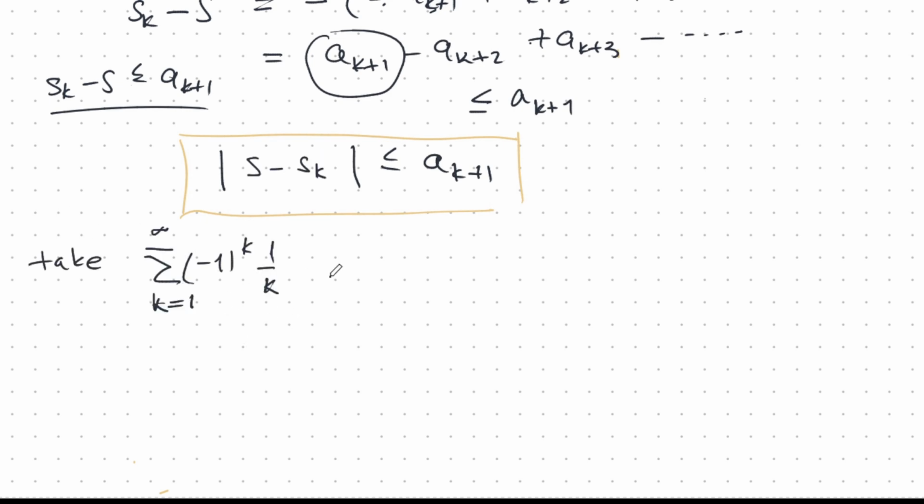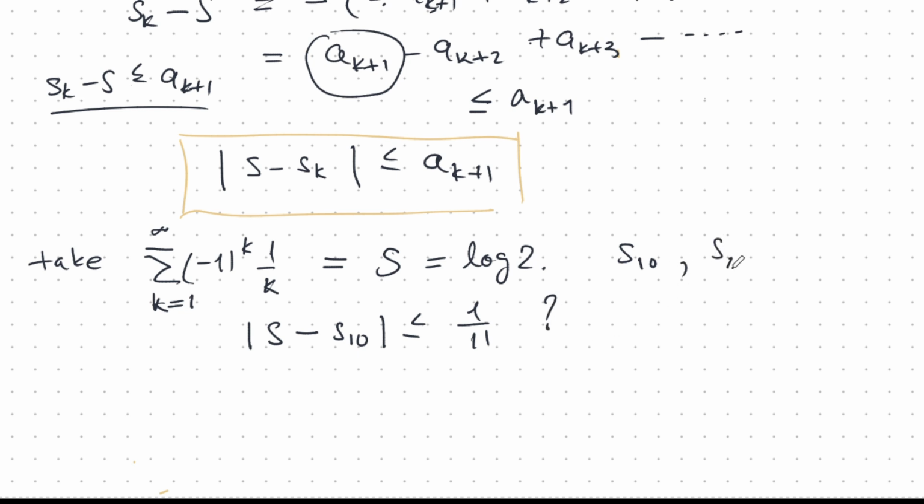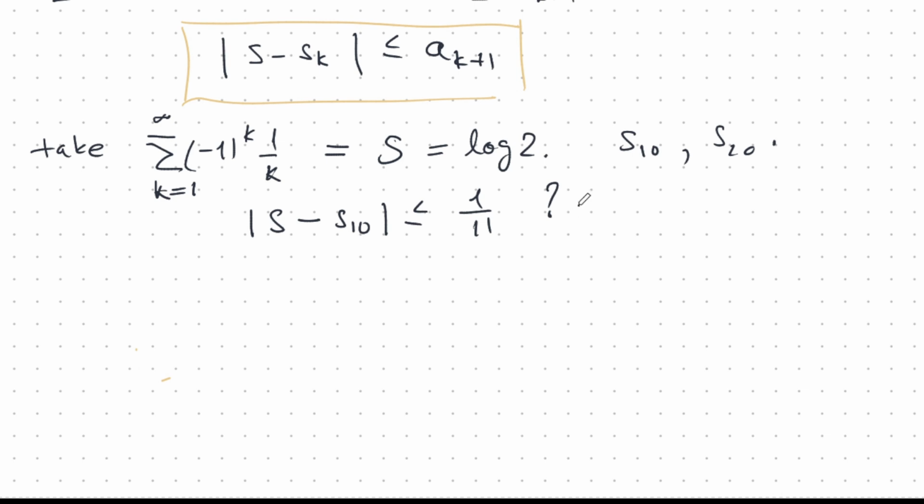Take our alternating harmonic sum. It converges to a limit, so it's summable. This S is log 2, and I want you to take the 10th partial sum. How good is this? So verify this: is S minus s10 less than or equal to 1 over 11? That's a_11. Is this true? And try it for s20 and more if you can. This is doable with your favorite computer programming language. I tried it, and it's quite interesting to play around with this.